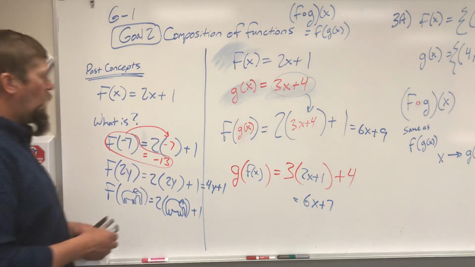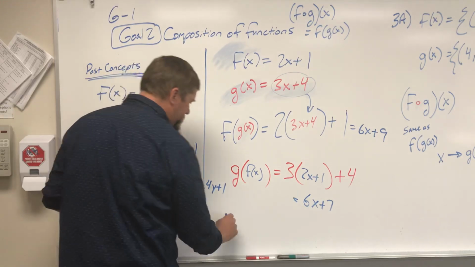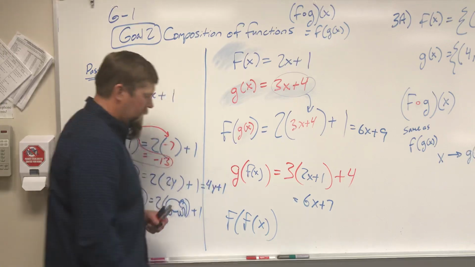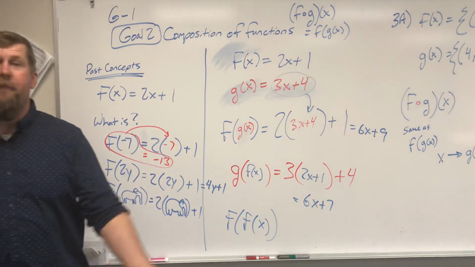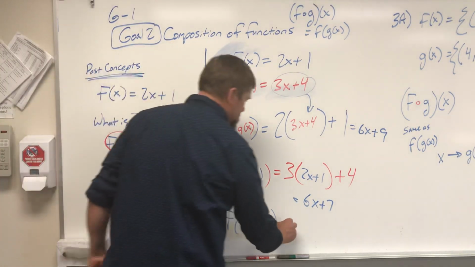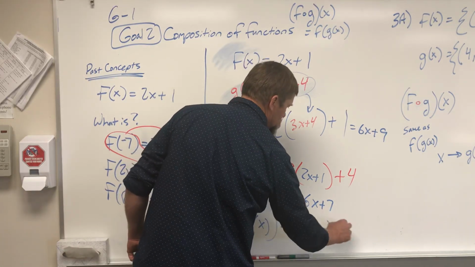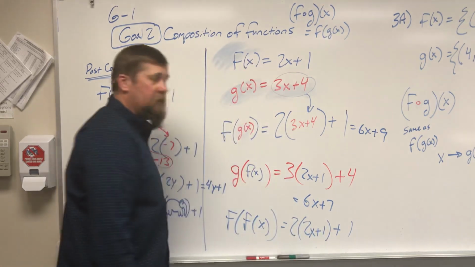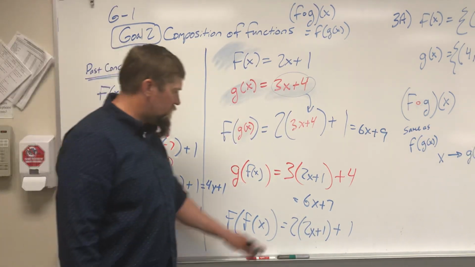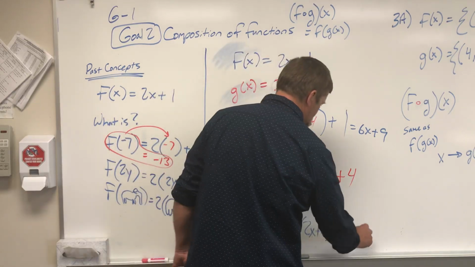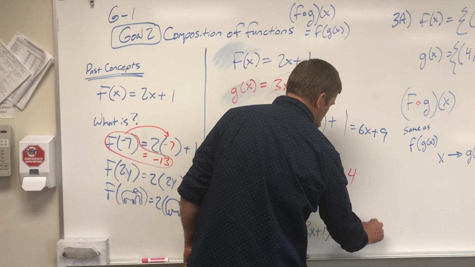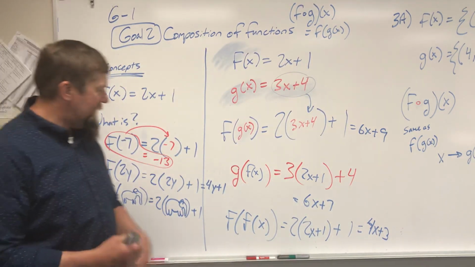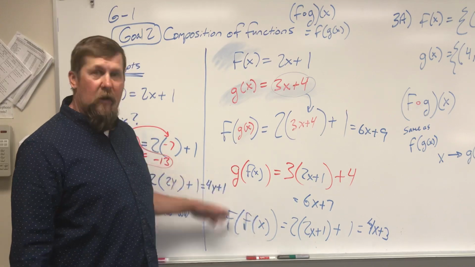Okay? Now, what happens if we take f of f of x? Well, what you do is you put f of x back into f of x. So you take the f of x function, but then you put f of x into the variable. So 2x plus 1 in there, so I get 4x plus 2 plus 1, so 4x plus 3. So you always put whatever's inside into the outside function.